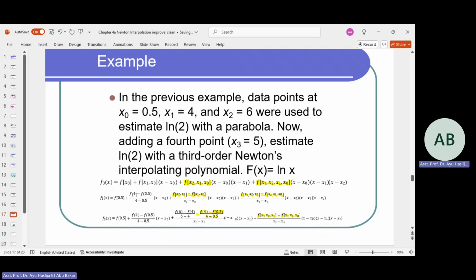Now, we move to this example where you have 4 data points, n equals 3. Correct, yes, 4 points. Still to find ln 2. But now you have 4 points. From 0.54, now you add 5 and 6.